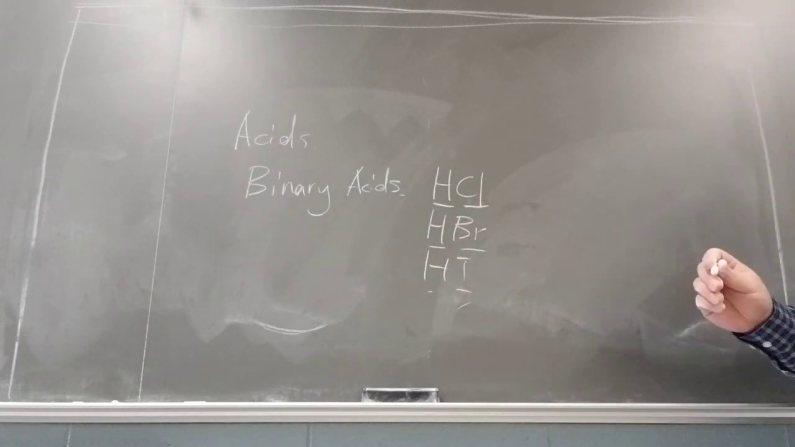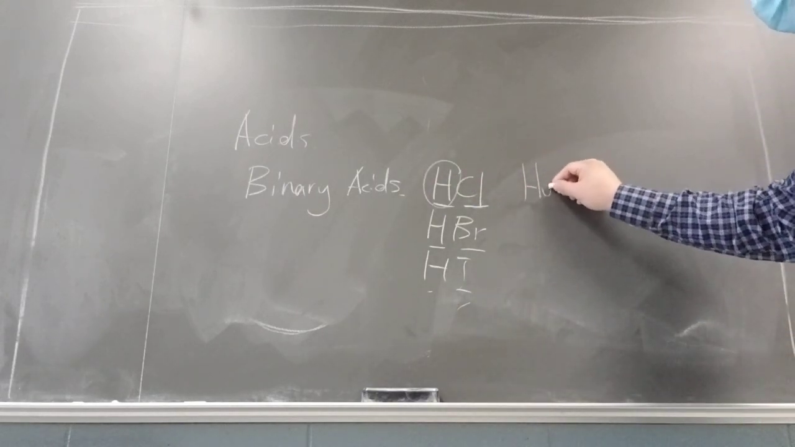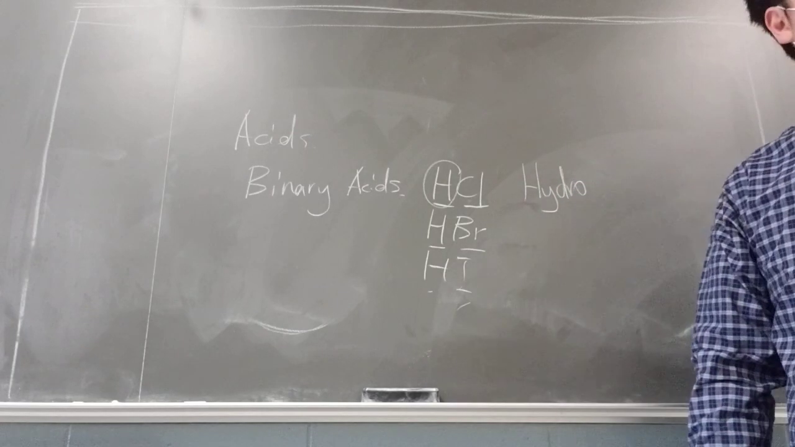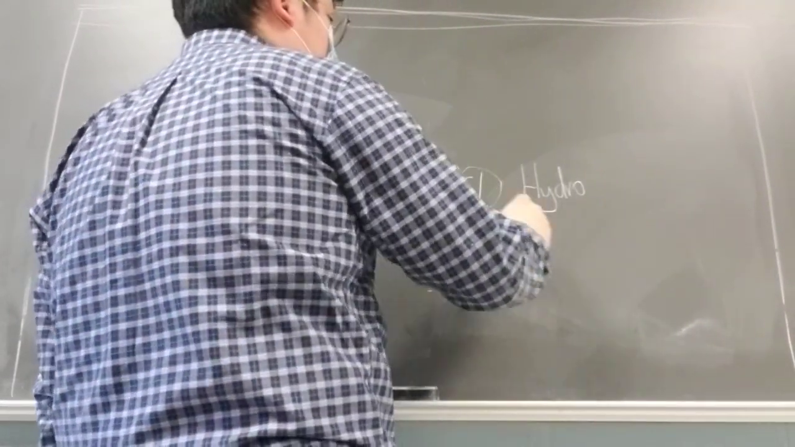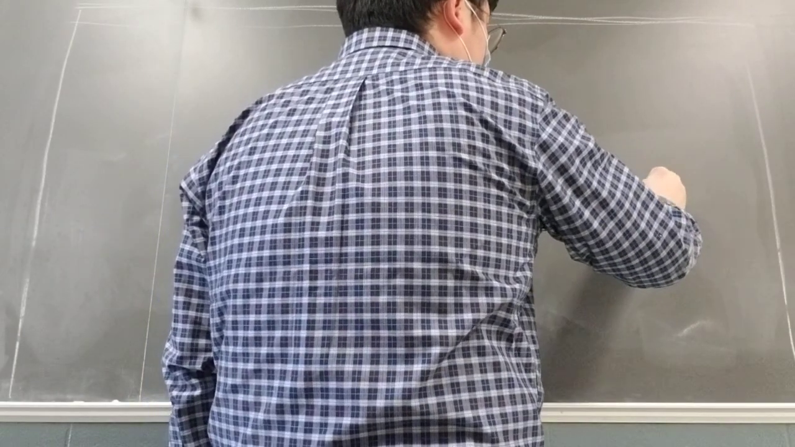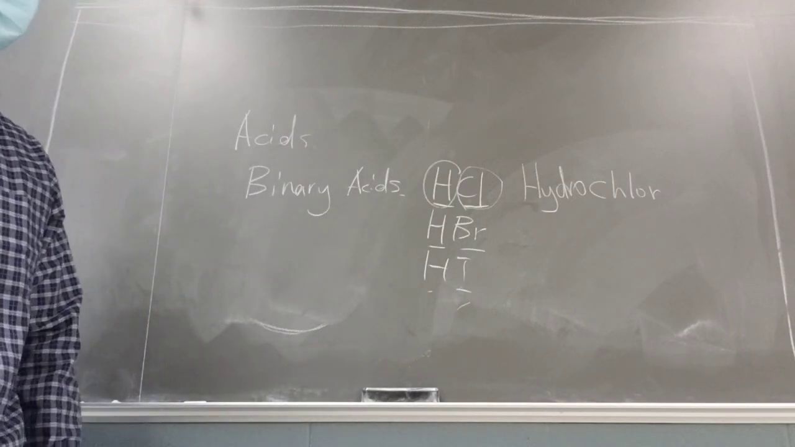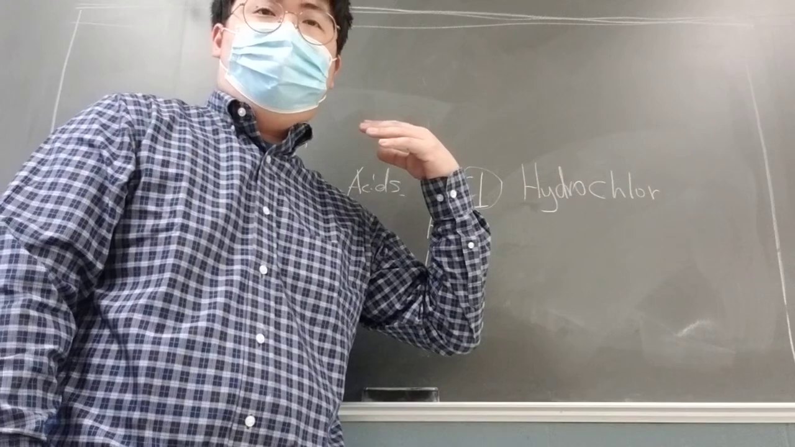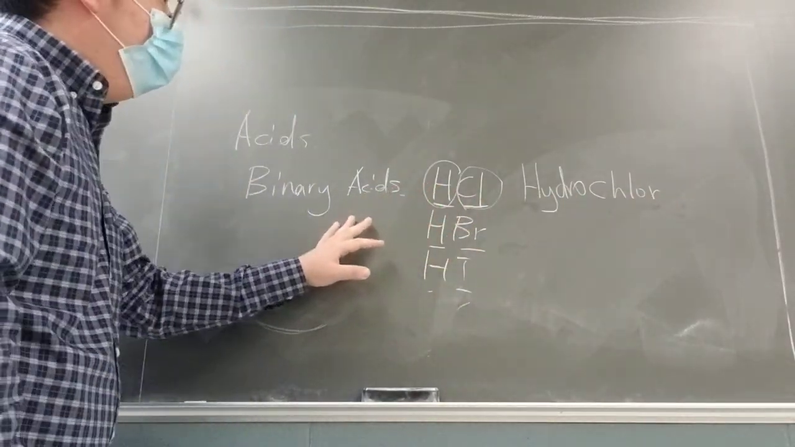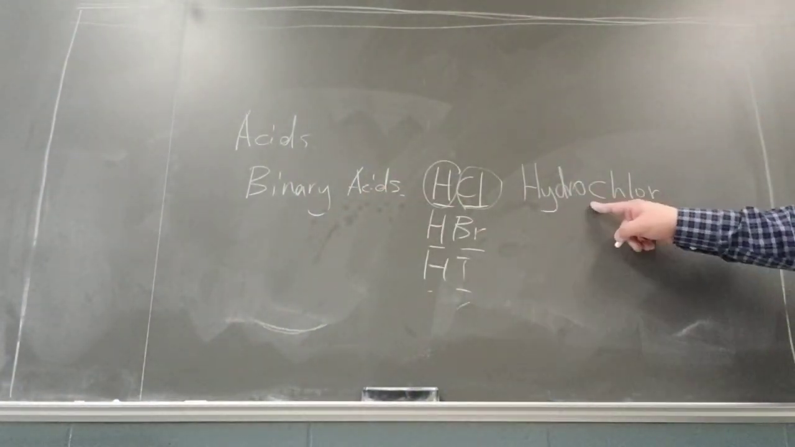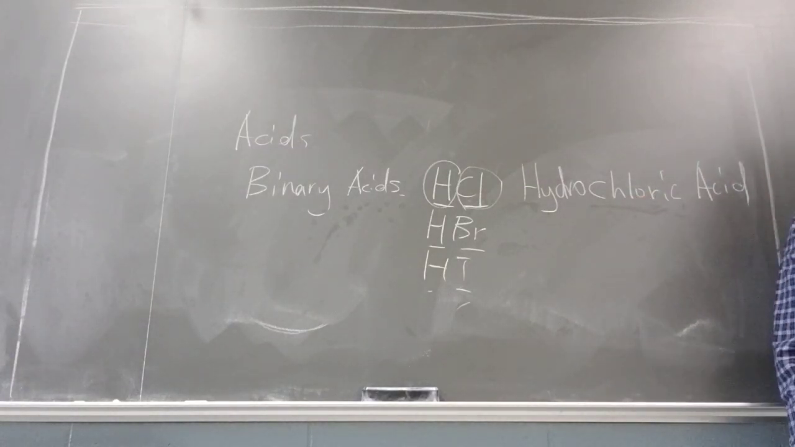In this case, for the hydrogen part of your acid chemical formula, you say hydro, from hydrogen. Then the only thing you have to do next is for the other element, chlorine. I'm only going to copy the core name of chlorine, which is chlor, like in sodium chloride or potassium chloride. Since this is an acid, you put hydrochloric acid. So we call this hydrochloric acid.